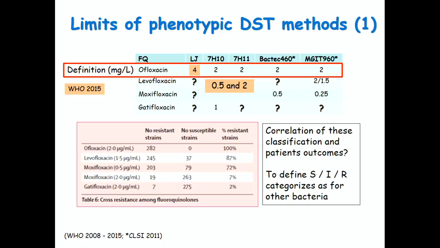I said previously that among ofloxacin resistance, we can now classify strains as susceptible or with a low level or high level to moxifloxacin or gatifloxacin, but we still don't exactly know if there is a correlation between this classification and patient outcomes. And the two next talks will update the data we have about this point. And finally, we will probably have to define proper susceptible, intermediate, and resistant categories as for other bacteria.